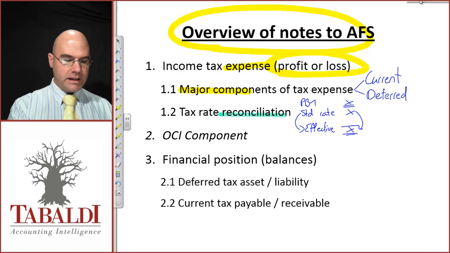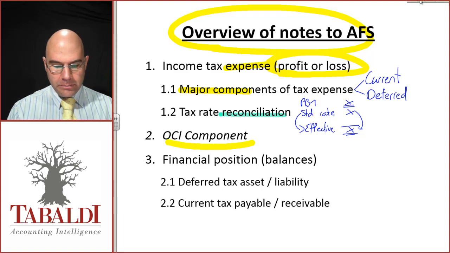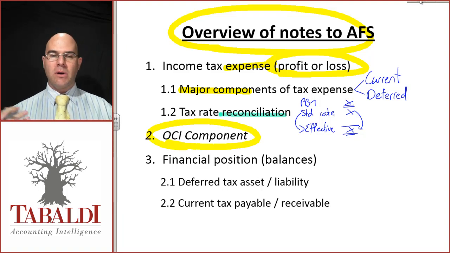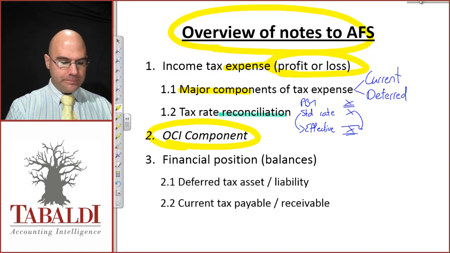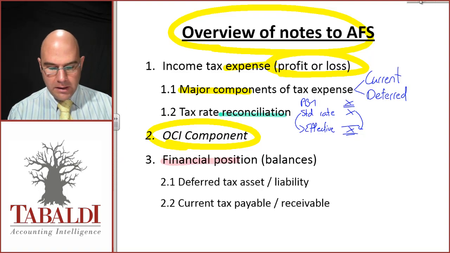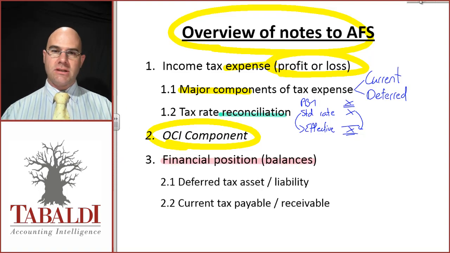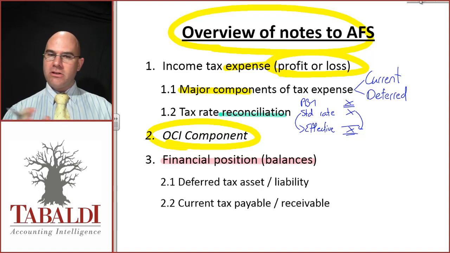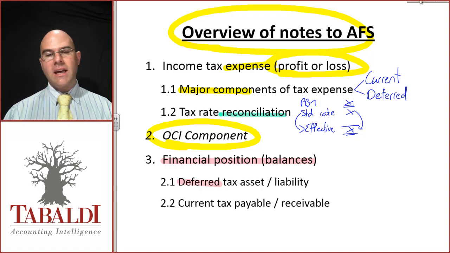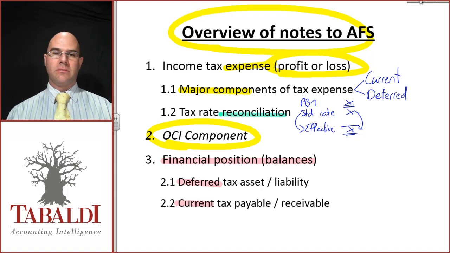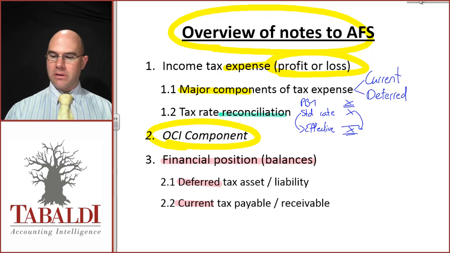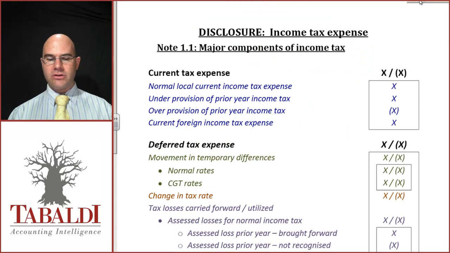I also need you to think about the OCI components of items that are going through other comprehensive income. So again, on PPE, there will be a tax effect in terms of deferred tax, sometimes current tax as well. Last up, please note that there is also a balance sheet or financial position side to taxes. And there's going to be two sides here. There's going to be the deferred tax assets and liabilities as well as the current tax payable or receivable. Okay, so big picture, happy with. Let's now look at the more detailed disclosures.